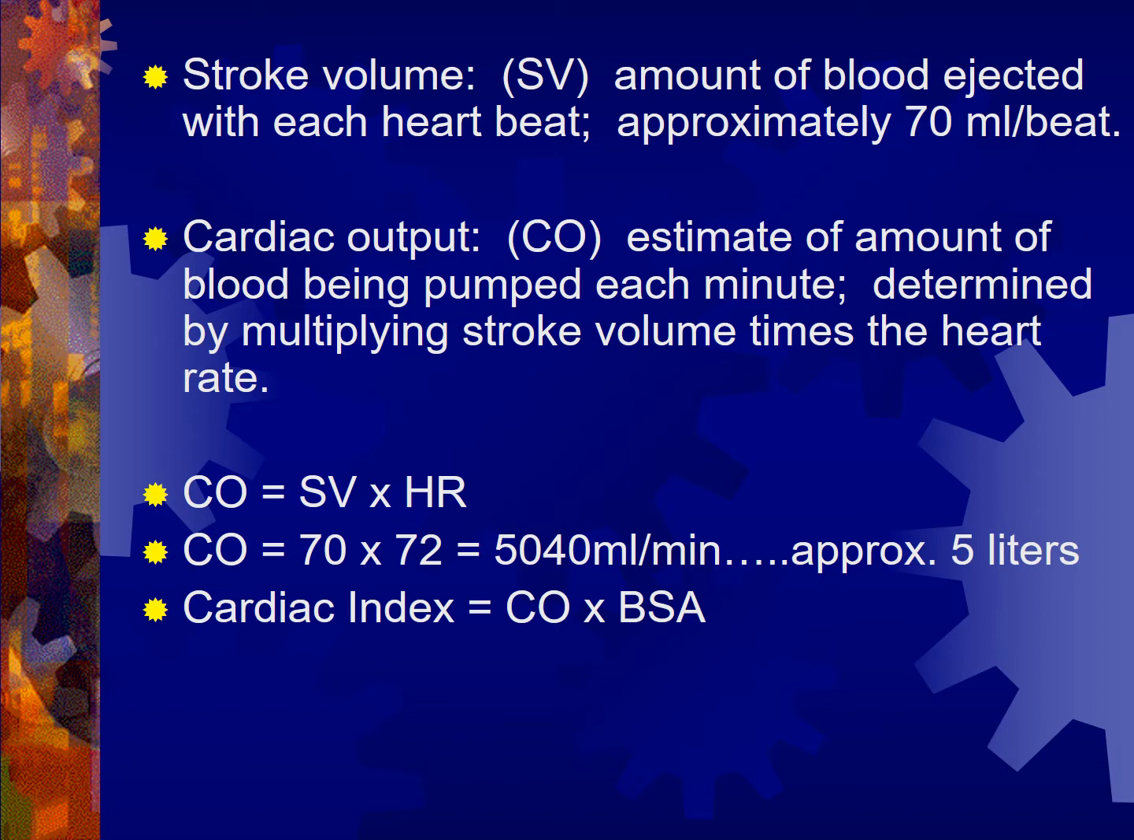So cardiac output is estimated on the amount being pumped out each minute, and it's calculated by multiplying by the stroke volume. So an example would be, let's say my stroke volume is an average of 70 milliliters a beat, and my heart rate is 72 beats per minute. So what you get is a volume of 5 liters that go through the heart each minute.